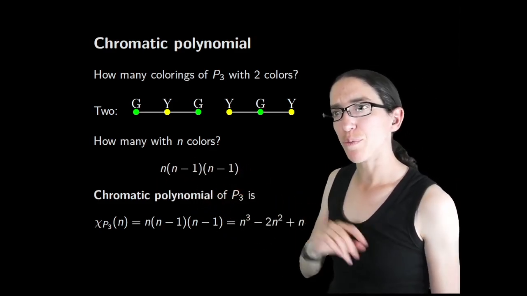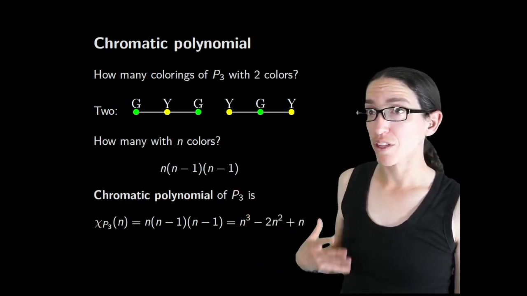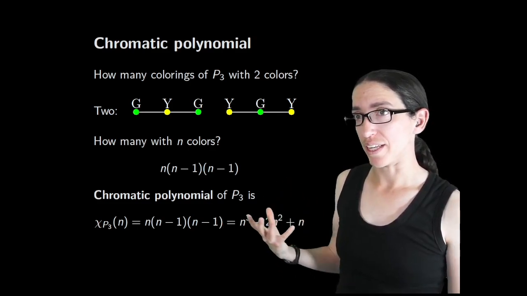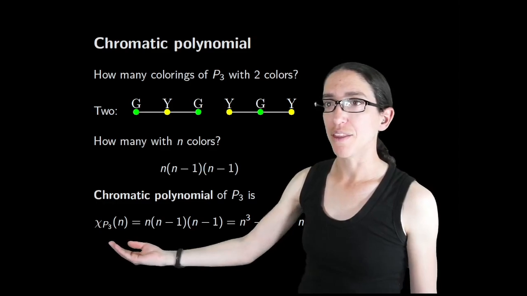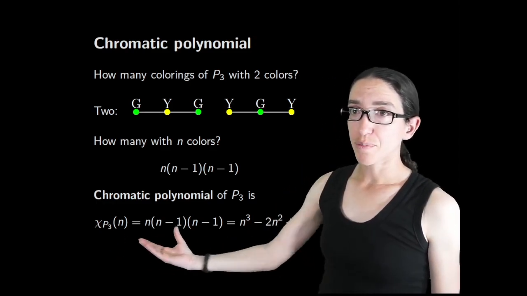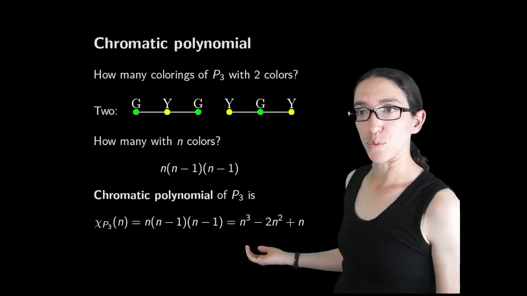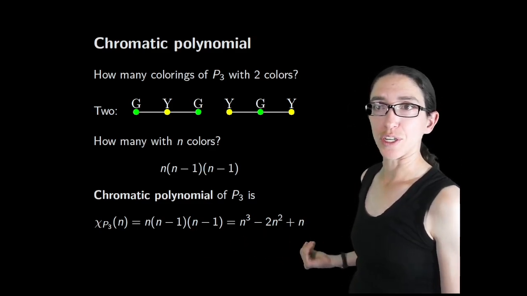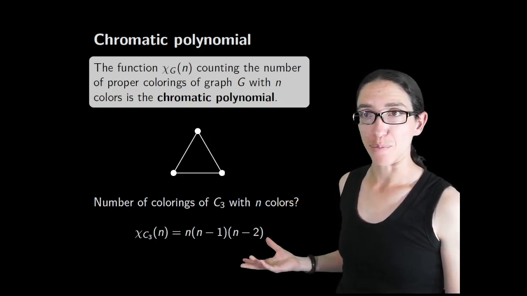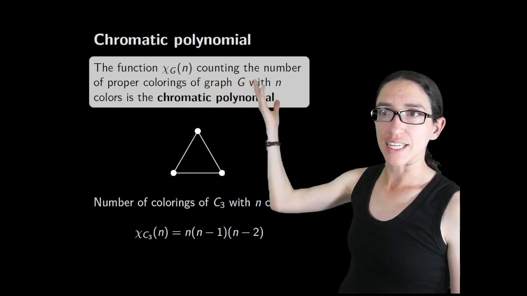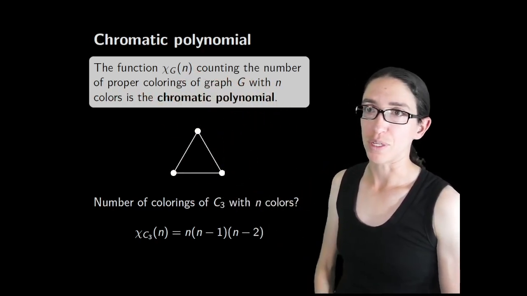Notice that this is a polynomial in n of degree 3. In general, the chromatic polynomial is going to be a polynomial that describes how many ways we can color with n colors for that particular graph. And we write it chi sub P3 of n in this case. So chi sub P3 of n is n times n-1 times n-1. We can expand this out as a polynomial as well if we want, n cubed minus 2n squared plus n. Now it turns out that this kind of count is always a polynomial called the chromatic polynomial. The function chi G of n, counting the number of proper colorings of graph G with n different colors, is the chromatic polynomial of the graph.